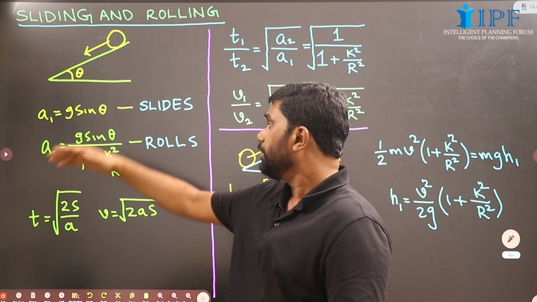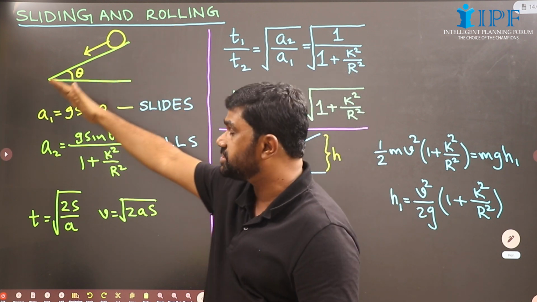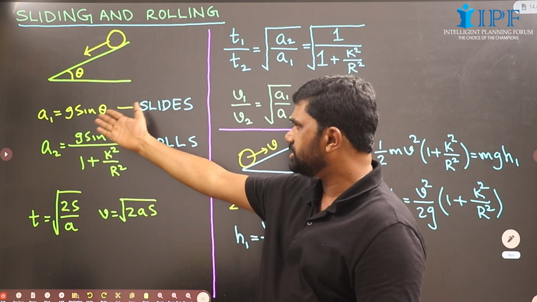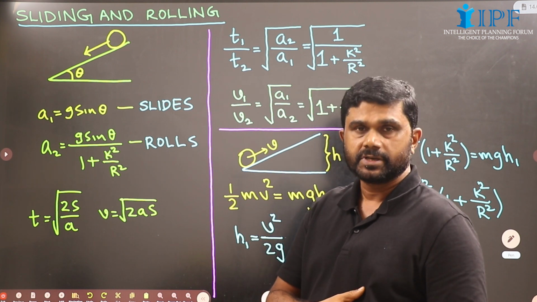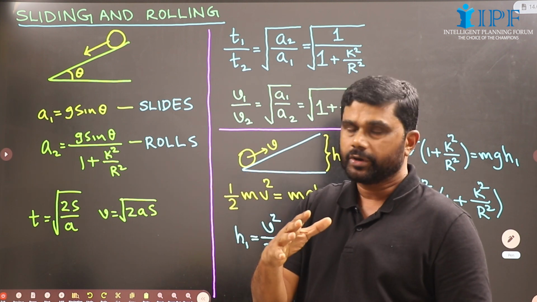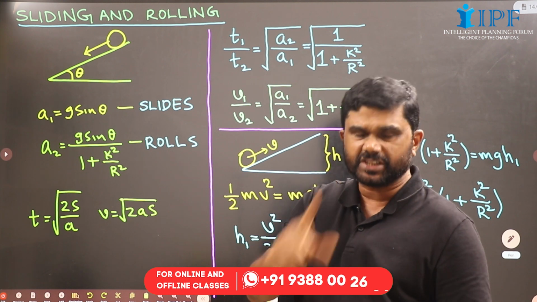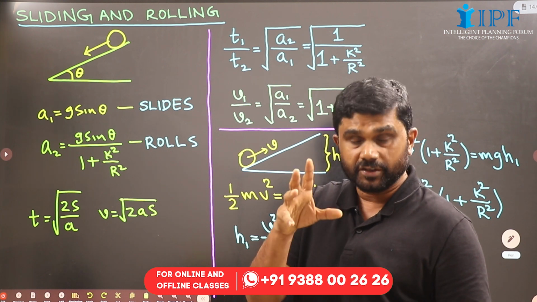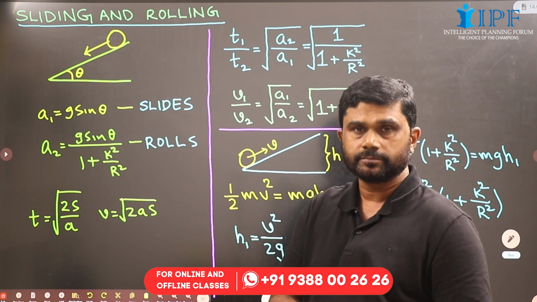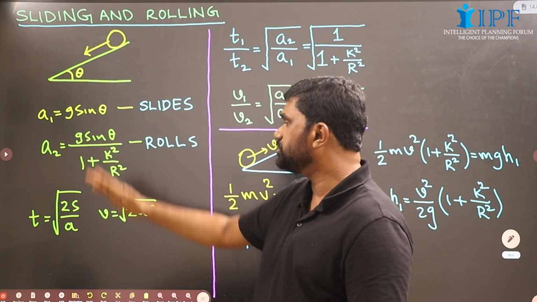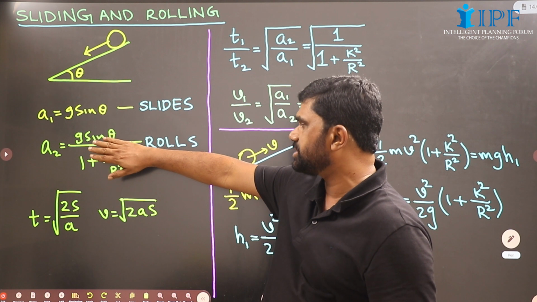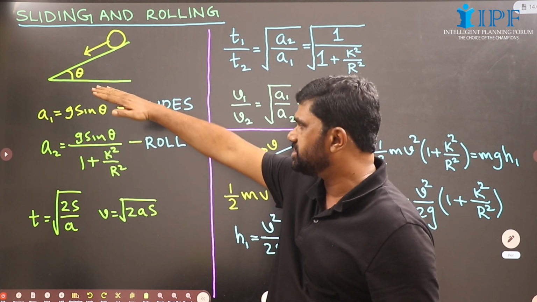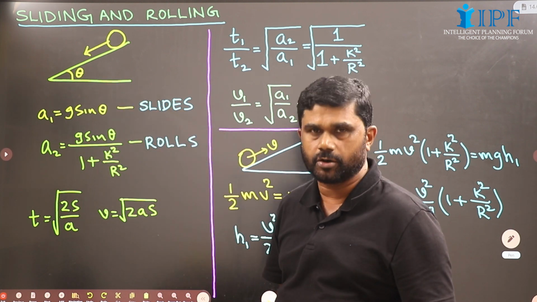Okay, so when a body slides down the plane, acceleration is simply g sine theta. It is assumed to be frictionless. And when it rolls, it is with friction. Only with friction can the body roll down. Okay, so a2 equal to g sine theta divided by 1 plus k square by r square. This is the acceleration when the body rolls down, and the other is the acceleration when the body slides down.